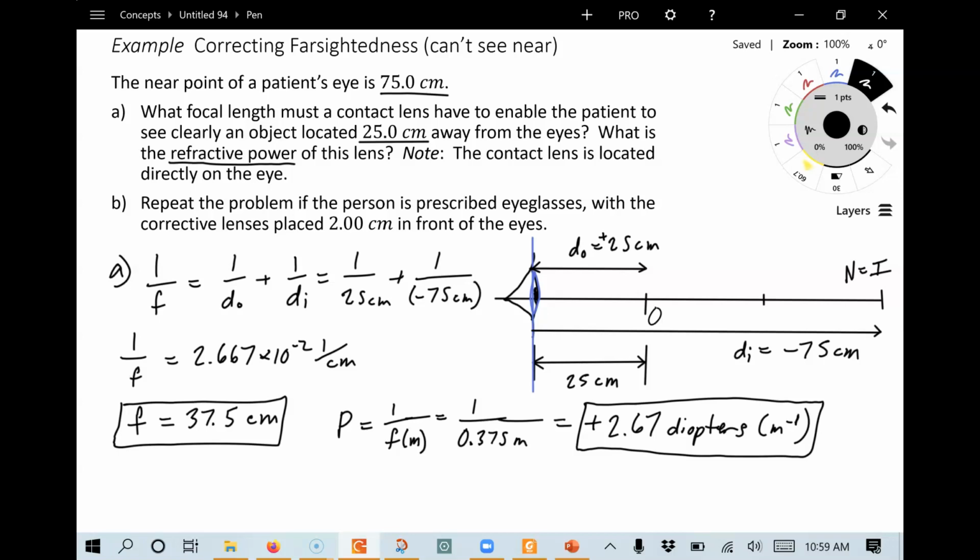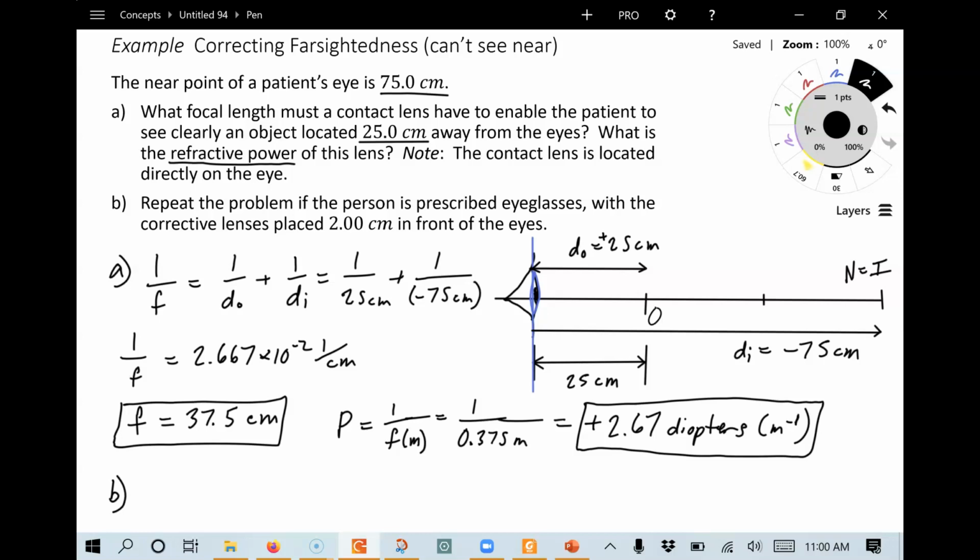All right, for part B now, we're going to make a simple change here. It says repeat the problem if the person is prescribed eyeglasses with the corrective lens placed 2 centimeters in front of the eyes. So first of all, I want to say that we're not going to change anything in the drawing except for the position of the lens.